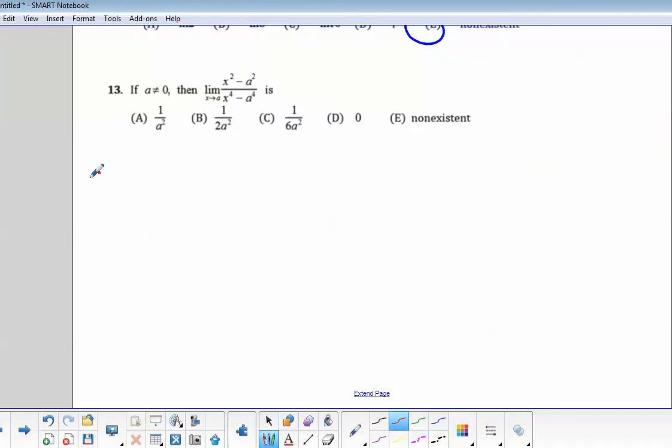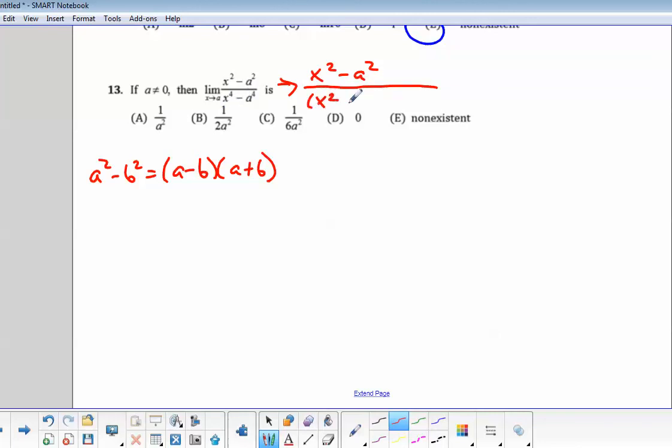So the pattern is a squared minus b squared equals a minus b times a plus b. Okay, so this numerator could be factored, but I have a feeling if I start by factoring the denominator, it might be a little bit easier. So what if I keep this x squared minus a squared? And then my denominator, because this x to the fourth is x squared squared, I can have x squared minus a squared times x squared plus a squared.